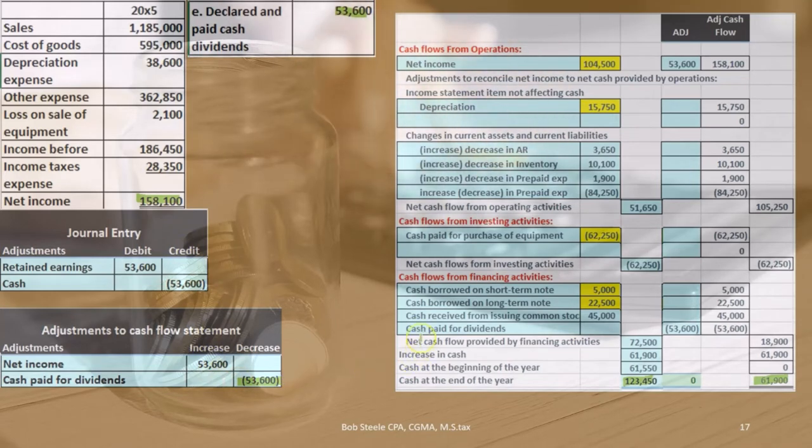So we're going to create a new account. I'm going to say cash paid for dividends. I'm going to put that as part of the financing activities, which is where the dividends will go. And it's going to go from zero. And now it's a decrease in cash.